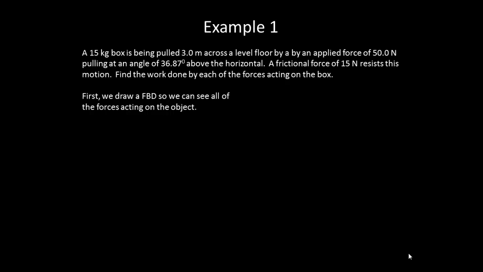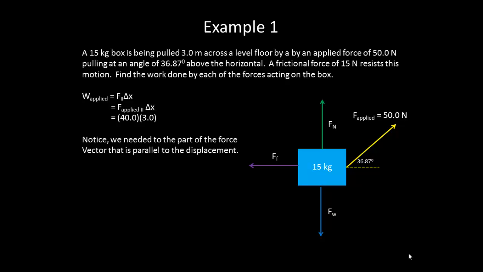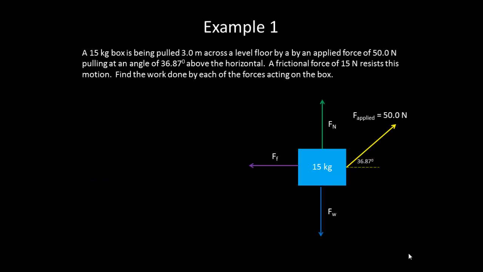First, we want to draw a free body diagram so we can see all the forces acting on the object. So here's our free body diagram. Next, we want to start by finding the work done by the applied force, which is going to be the force applied parallel times delta x. Notice that the parallel component is only 40 newtons times the 3 meters, and we're only using that portion, so we end up getting that the work applied is 120 joules.